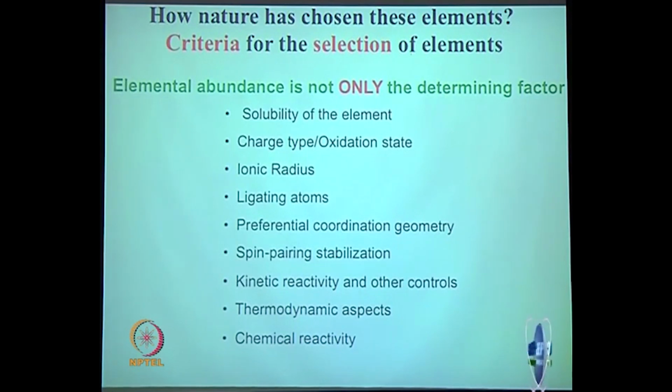It's not just that it has to be abundant. We have to have it on the earth crust. In addition to that, what their characteristics are, what they are made of, that determines. Let's say zinc 2 plus, zinc 2 plus is not redox active, right?